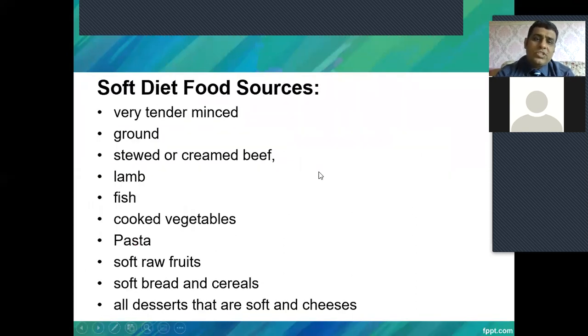So what are the sources of a soft diet? A soft diet can include very tender minced meats, ground meats, and stewed or steamed beef, lamb, fish, cooked vegetables, pasta, and soft raw fruits.